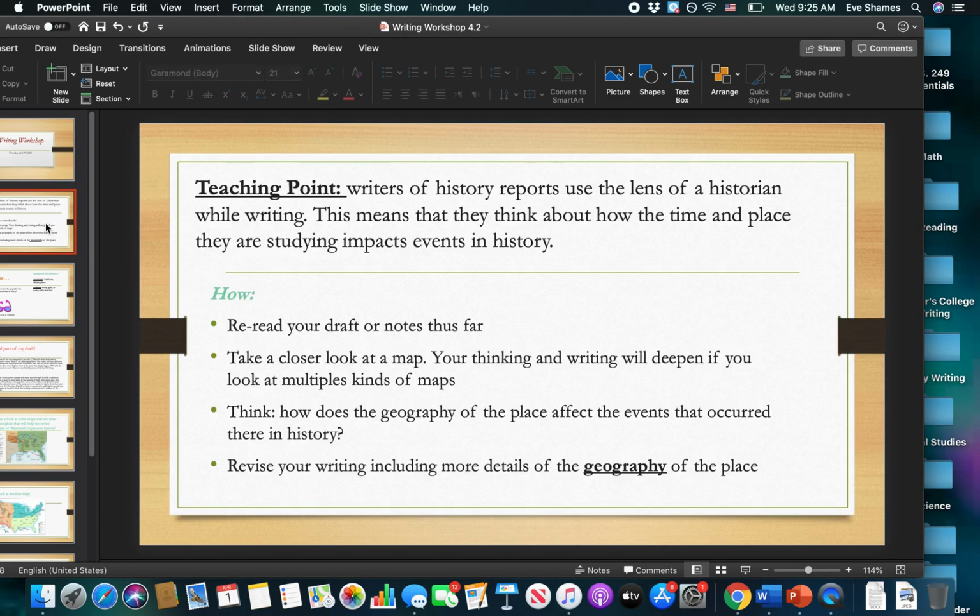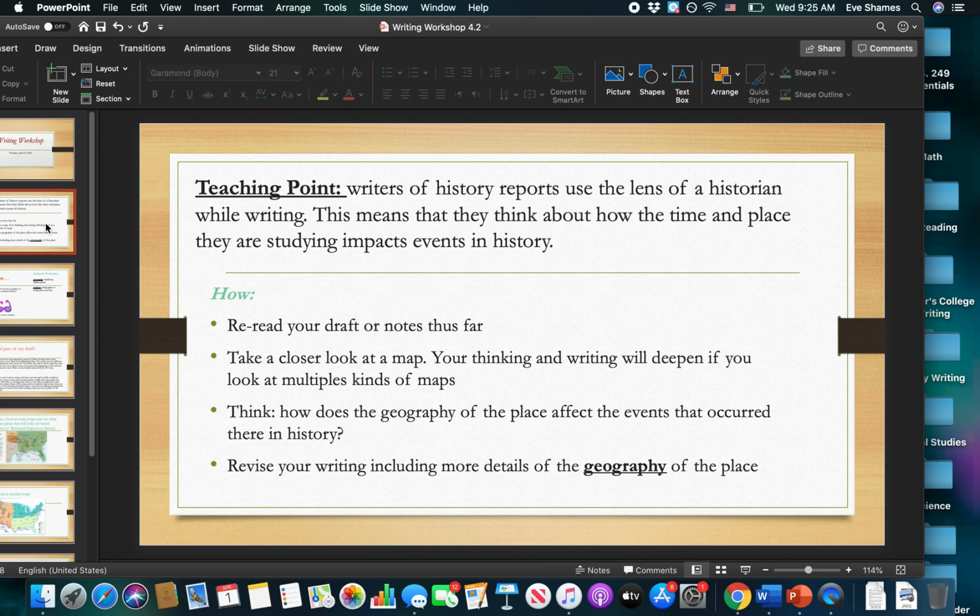So our teaching point today: writers of history reports use the lens of a historian while writing. This means that they think about how the time and place they are studying impacts events in history. So how does the place that the events are happening and the time period affect the events that are happening?